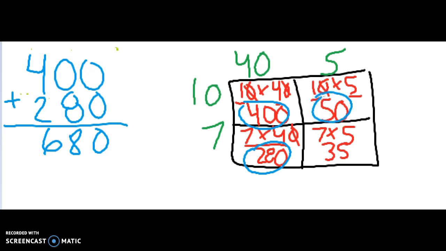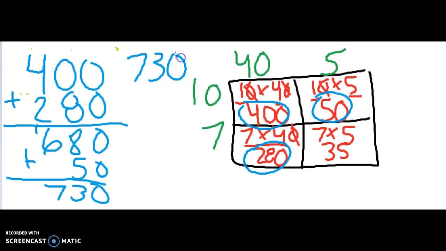I'm going to come over here and circle the 50 to add in. 0 plus 0 is 0. 8 plus 5 is 13. Carry my 1. 1 plus 6 is 7. I'm going to rewrite 730 over here.